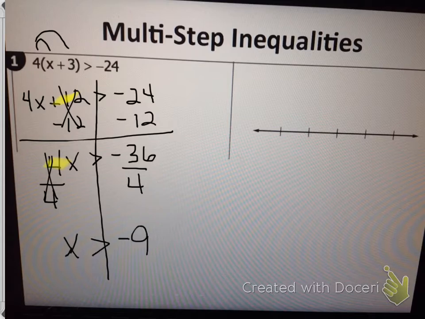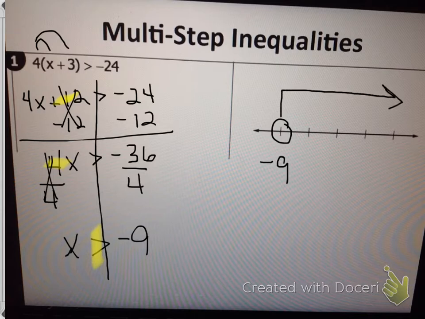Now, for our graph, we're going to look at our symbol. Notice that there's no line underneath our inequality symbol. It's just an inequality, so our circle is going to be open. We're going to call this spot negative 9. And we're talking about all numbers that are greater than, so our line goes to the right to represent numbers that are bigger than negative 9.